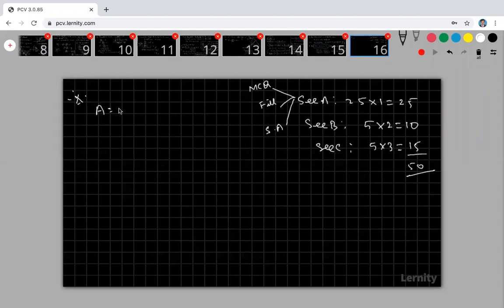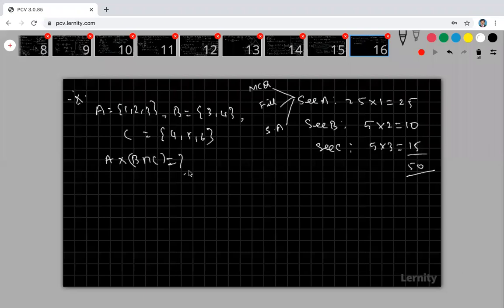Suppose A is equal to {1, 2, 3}, B is equal to {3, 4}, C is equal to {4, 5, 6}. What is A cross (B intersection C)? Sometimes we may expect a question like this. First of all, you find out B intersection C. What is the intersection of these two sets? Only 4. 4 is the only common element for these two sets.